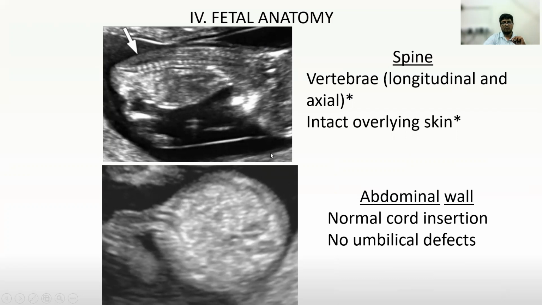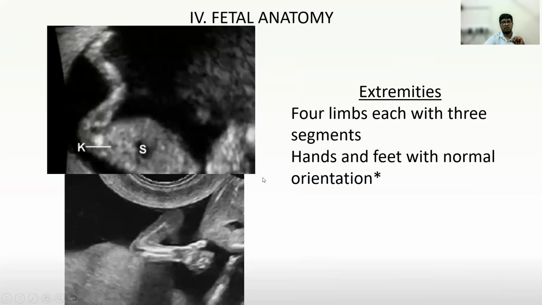Then we have to concentrate on the abdominal wall anteriorly. We have to make sure that the umbilical cord inserts normally in the midline of the abdomen. There should not be any umbilical defects. We should also make sure that the extremities have 3 segments. Both extremities will have 3 segments. If you look at the lower limb, it has a thigh, the leg, and the foot. And the upper limb will have the arm, forearm, and the hand. We have to make sure that all these structures are well formed.